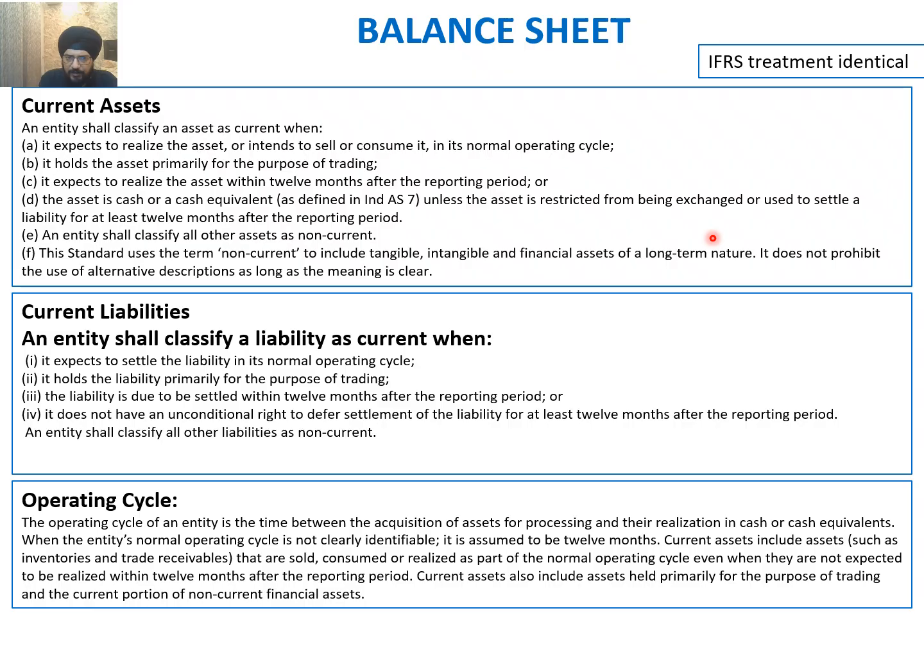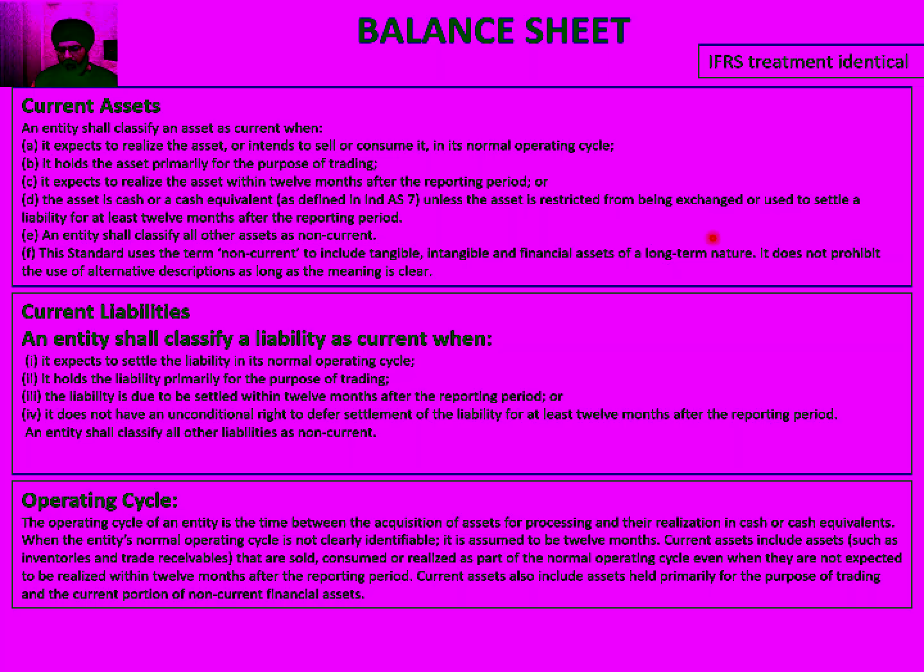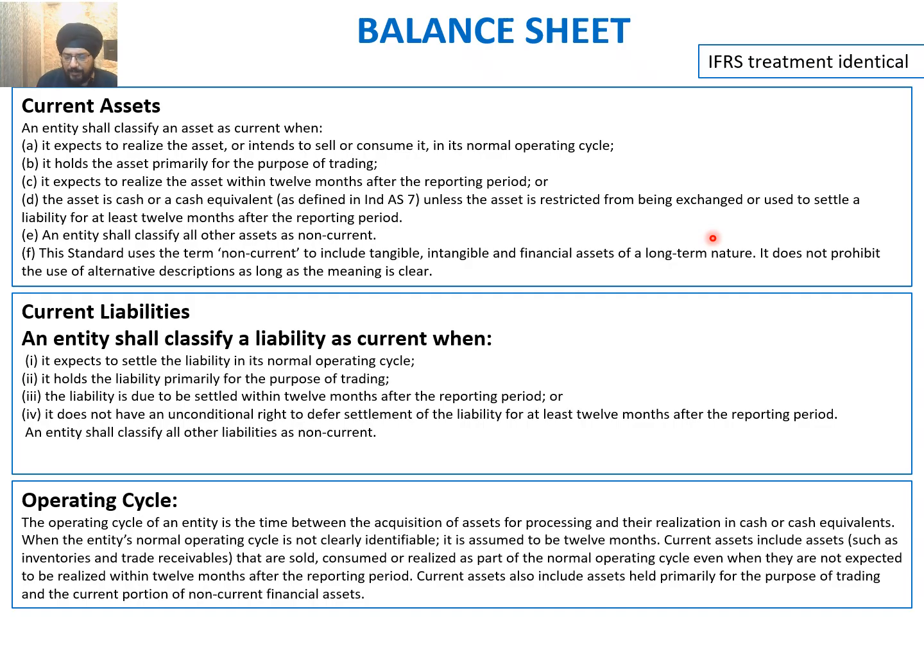The same holds good for current liabilities. An entity shall classify a liability as current when it expects to settle the liability in the normal operating cycle, it holds the liability primarily for the purpose of trading, the liability is due to settle within 12 months after the reporting period, or it does not have an unconditional right to defer. So the simple classification: if it is less than 12 months, it is a current asset and current liability. If it is more than 12 months, it is a non-current asset and non-current liability.